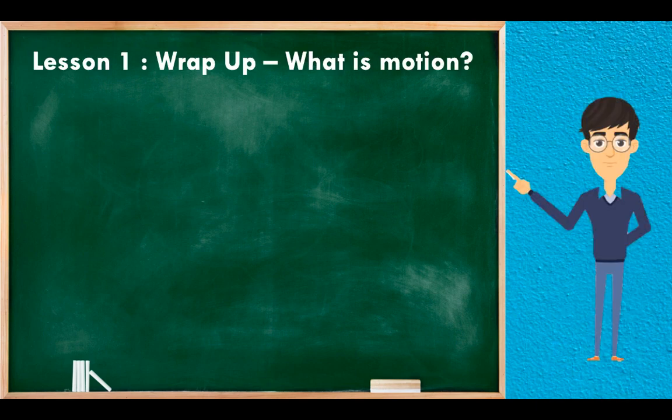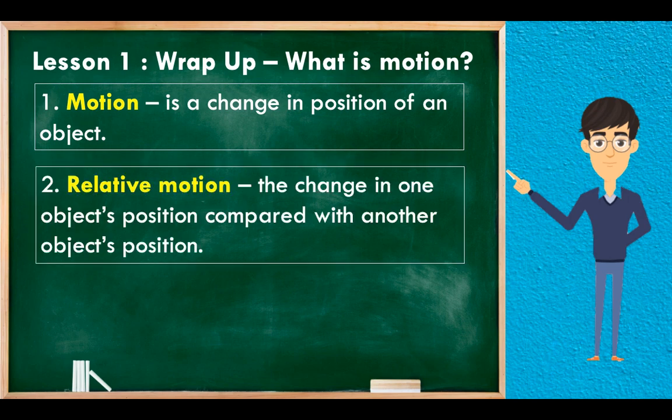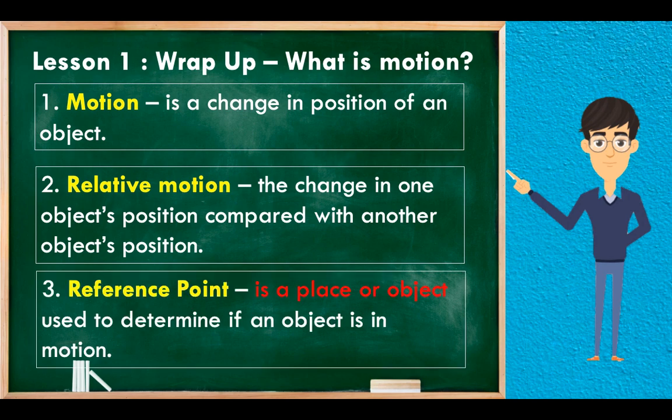Before we end this lesson, let us wrap up what we have learned. First, we have learned that motion is a change in position of an object. We also studied relative motion. We said that it is the change in one object's position compared with another object's position. Also, we talked about reference point, and we said it is a place or object used to determine if an object is in motion.